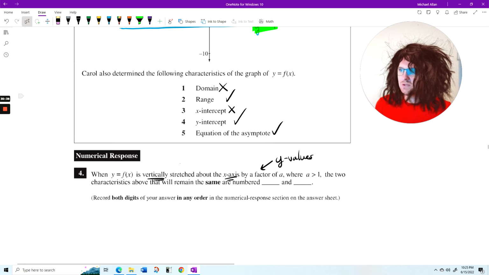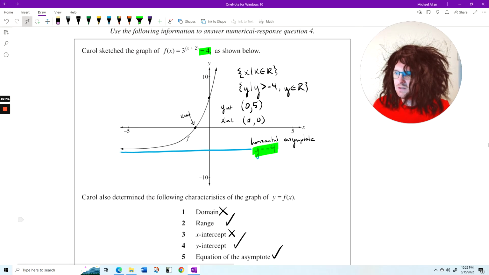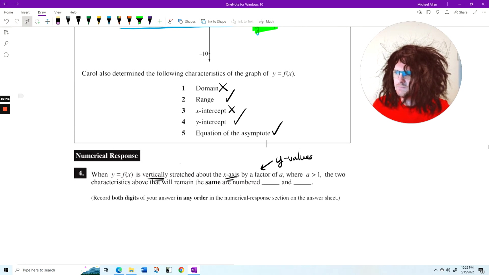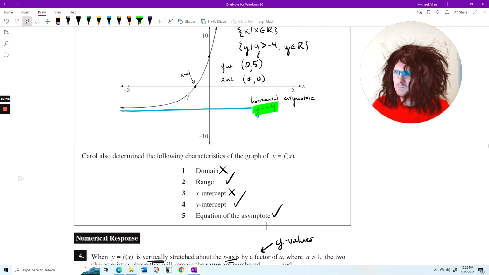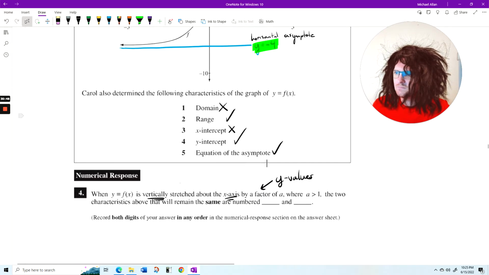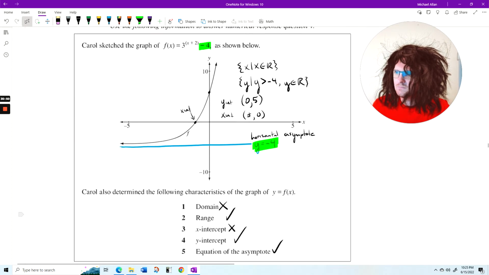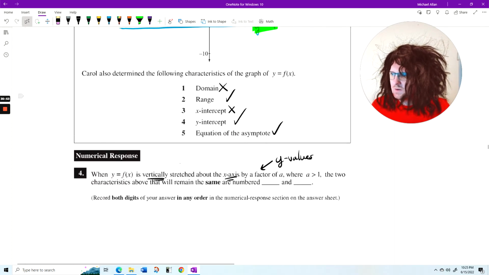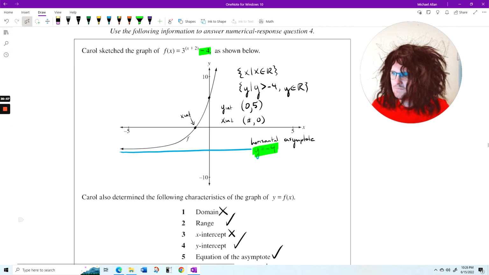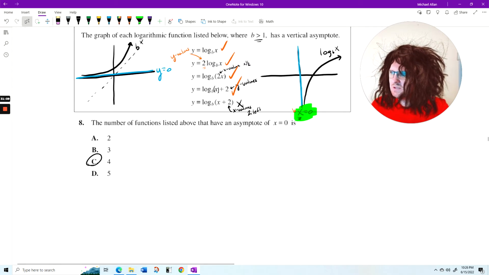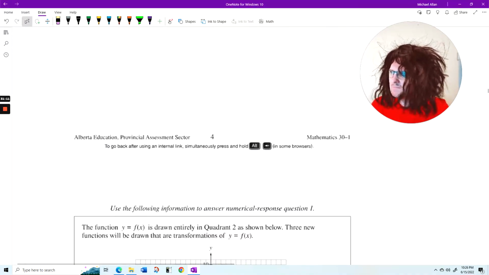We have two characteristics here. Let me just double check. What do we do here? Vertical stretch by a factor of a. This is f(x) right here. So my y-intercept's going to change. My horizontal asymptote's going to change. That's not going to change. My range is going to change. Do we have more than one answer for this in my response number 4? No, I'm just going to go back here.